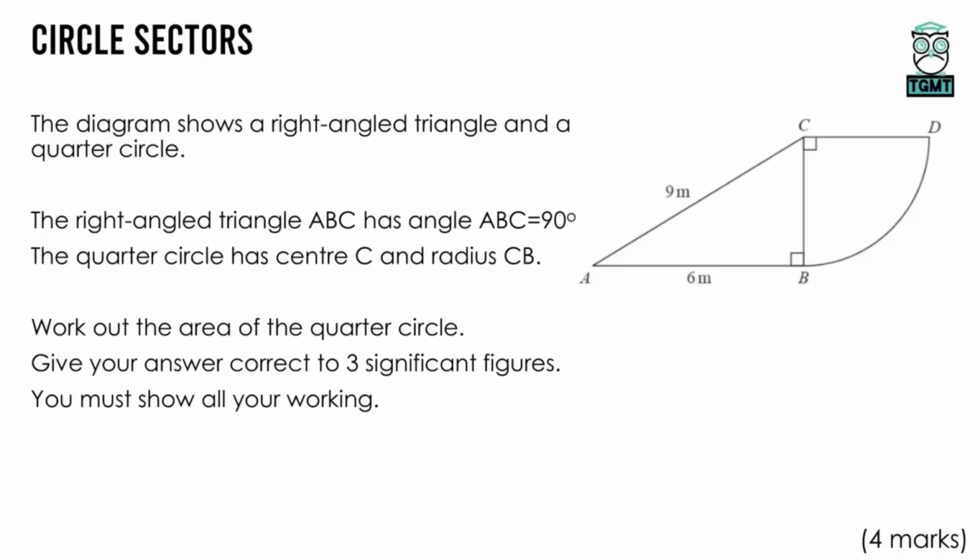Here, we have a right angled triangle connected to a circle sector. It's a relatively nice circle sector because you can see we do have a right angle here, which I'll label, which means it's 1/4 of a circle. So, nice circle sector. It says the right angled triangle, ABC, has an angle of 90, which we can see there, 90 here as well. And the quarter circle has centre C and radius CB. Work out the area of the quarter circle and give your answer to 3 significant figures.